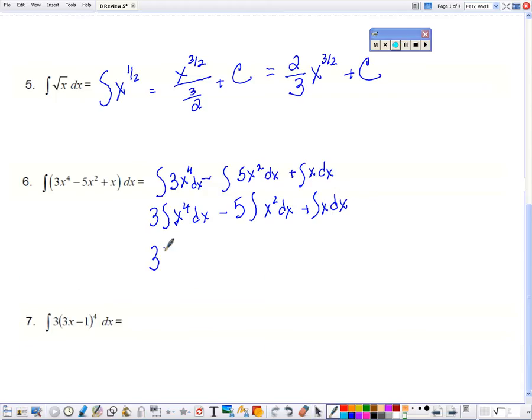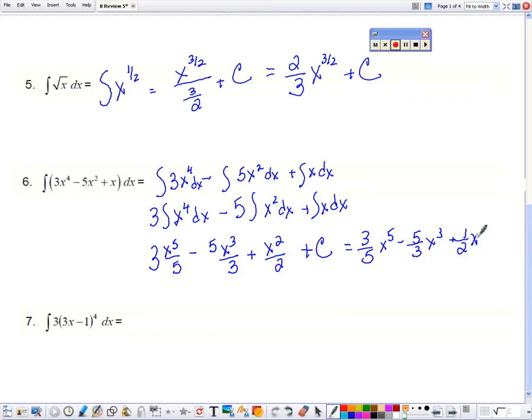is 3x to the 5th over 5, and 5x to the 3rd over 3. This will be x squared over 2, all plus c. So then, cleaning this up to make it look better, this is going to be 3/5 x to the 5th minus 5/3 x to the 3rd plus 1 half x squared plus c.